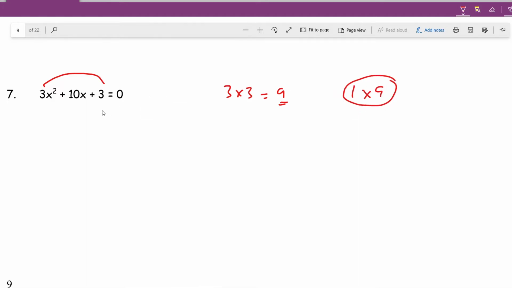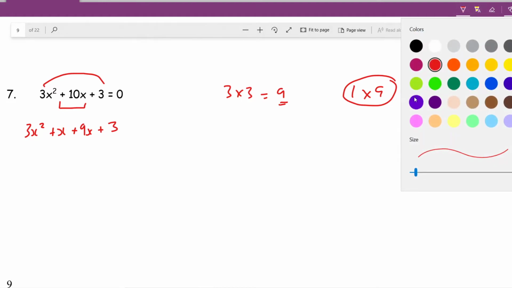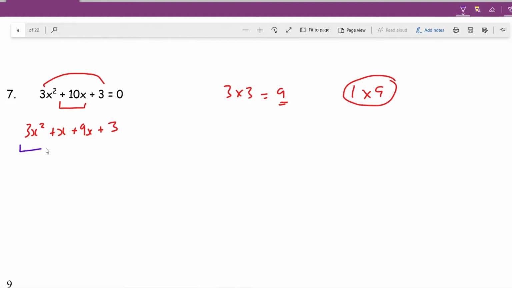I'm breaking 10 into 1x plus 9x, so this stays the same, 3x squared, and this bit stays the same, 3, but in the middle I'm replacing a positive 10x with plus x plus 9x. This is a positive 3. Okay, once I've done that, I am then going to factorize the first two expressions and the second two, and that equals 0 obviously.